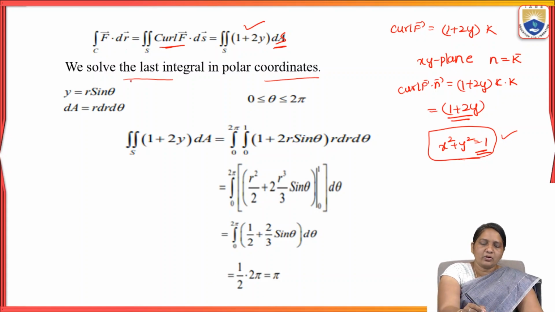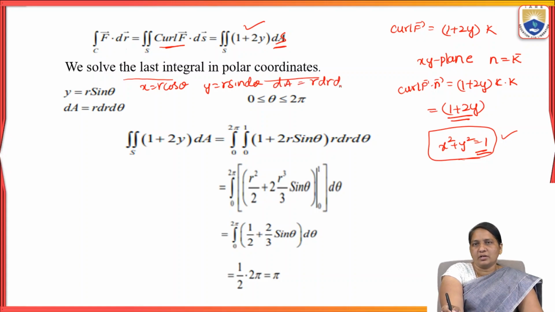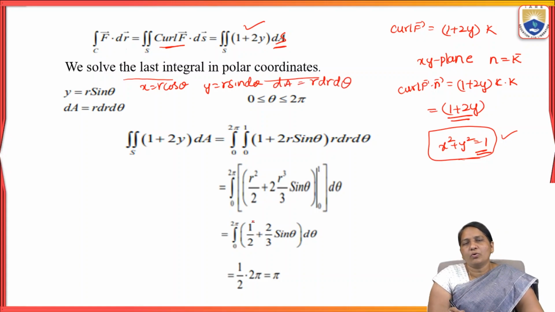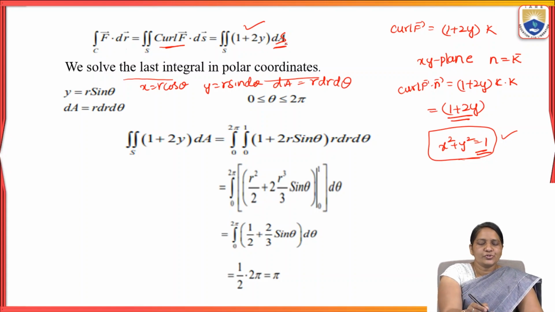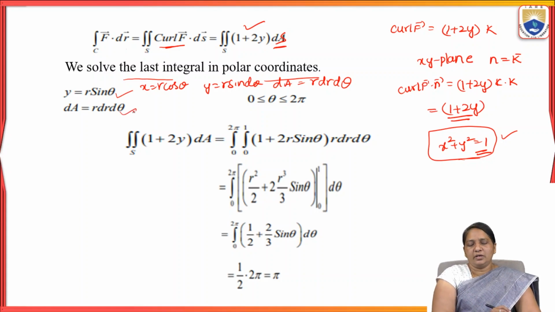So what are the polar coordinates? x equal to r cos theta and y equal to r sin theta, and ds or dA equal to r dr d theta. These are the polar coordinates. Here I need only the y value and dA value. So y equal to r sin theta and dA equal to r dr d theta.